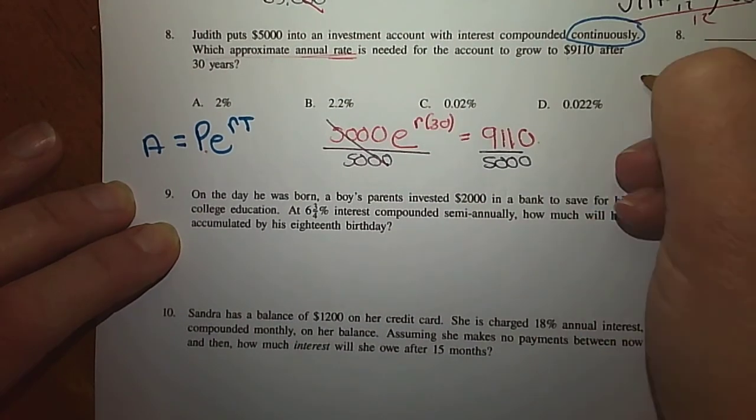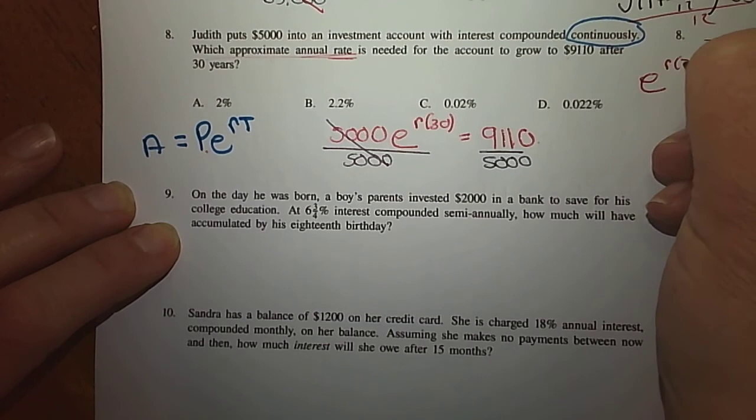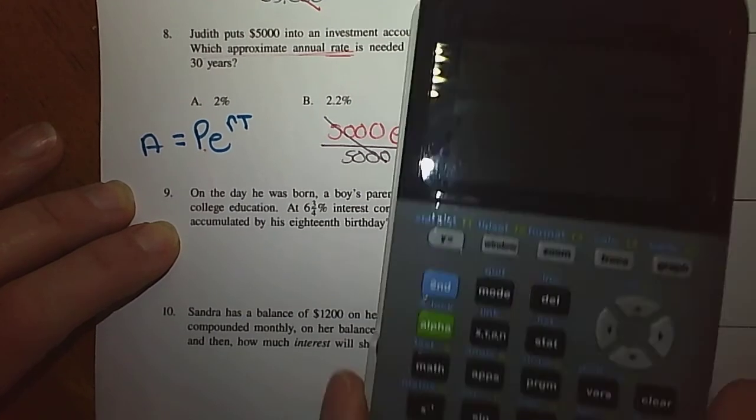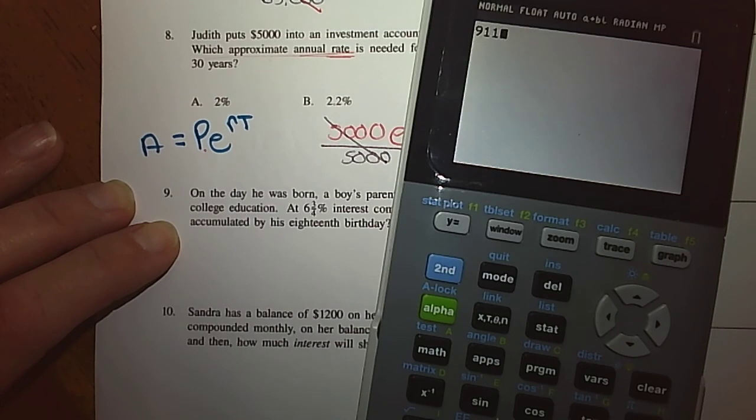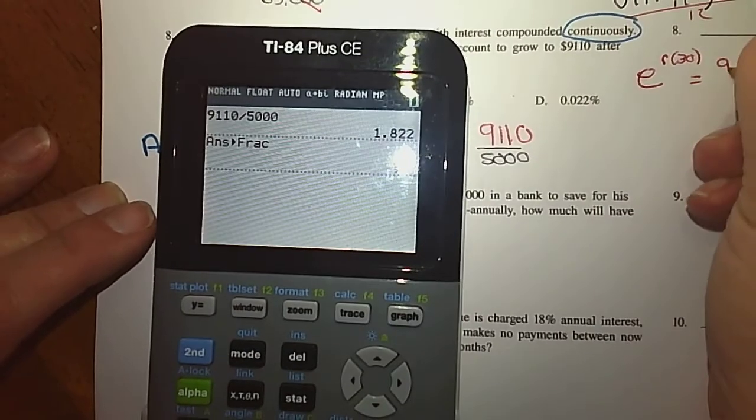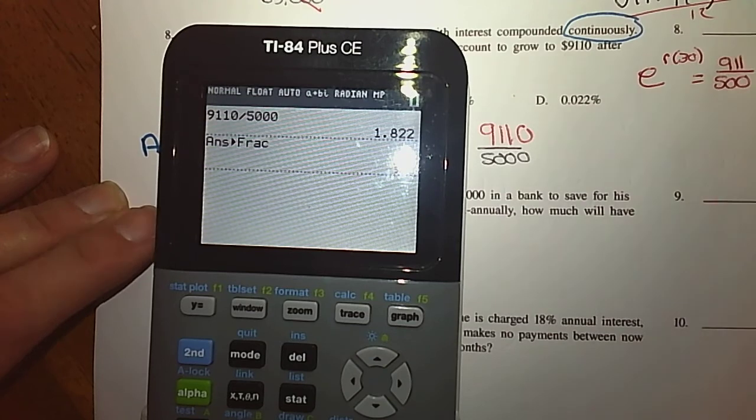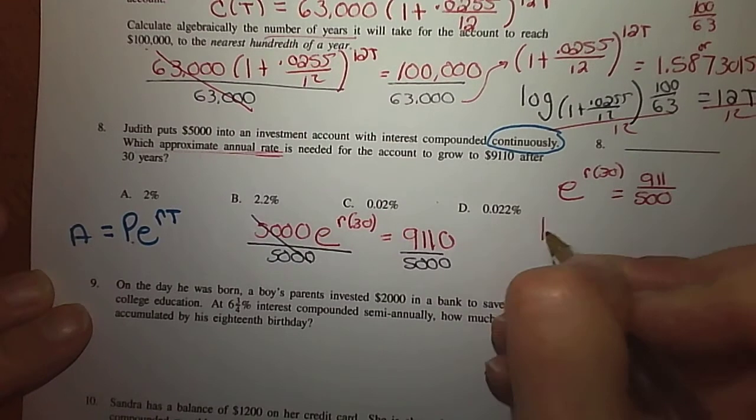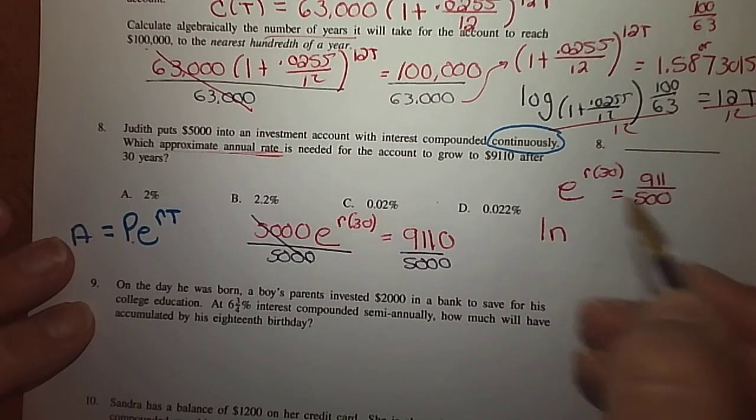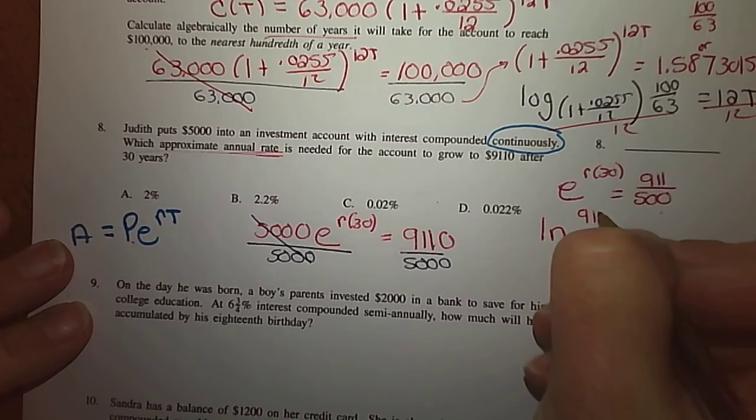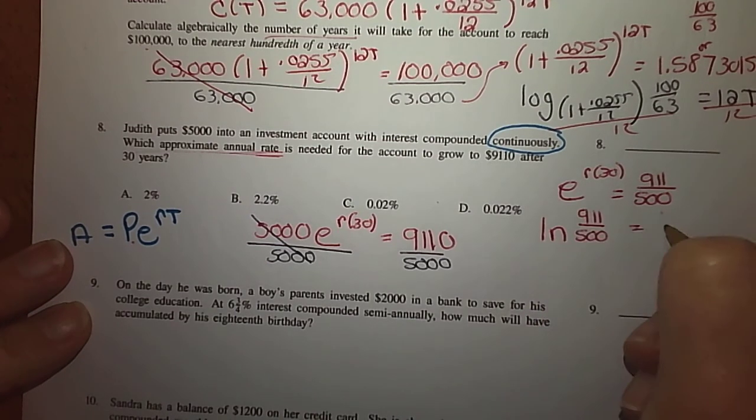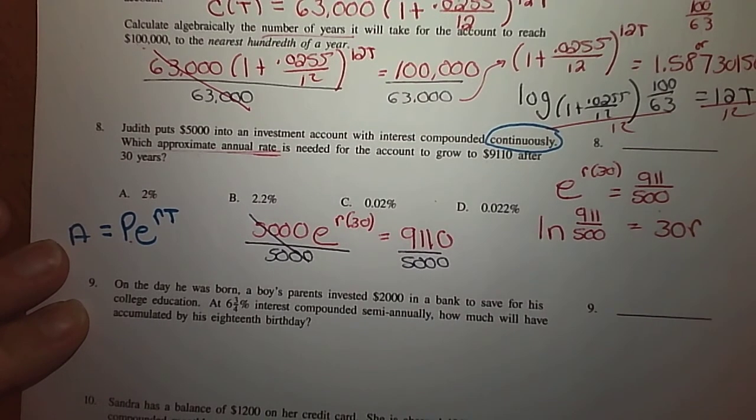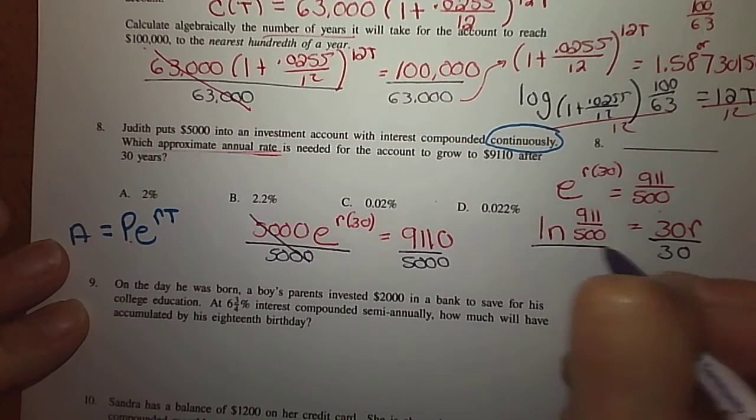So then we have e to the r times 30 equals 9110 divided by 5,000, right? I'm going to try to keep it as a fraction, 911 over 500. It's a little easier to enter into the calculator. All right, now we're going to log it. We're going to use the natural log, because it's e, of this guy, 911 over 500 equals 30r. And then to finish it, I've got to divide by 30.